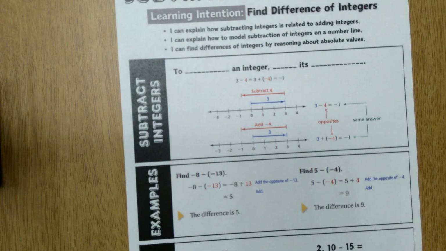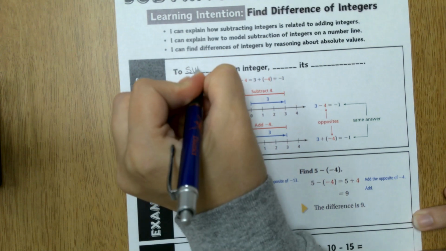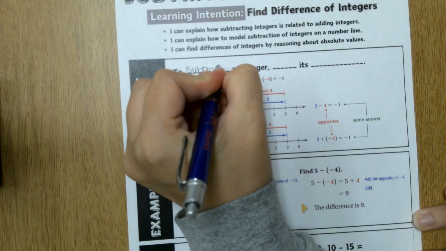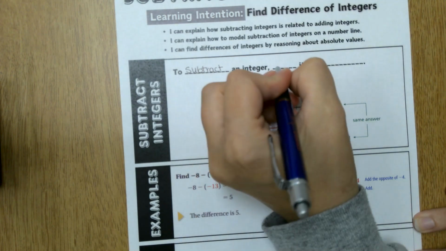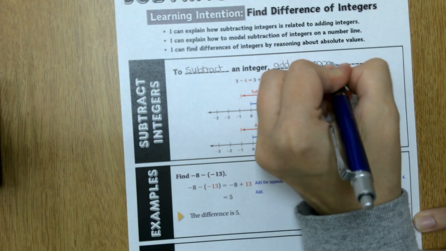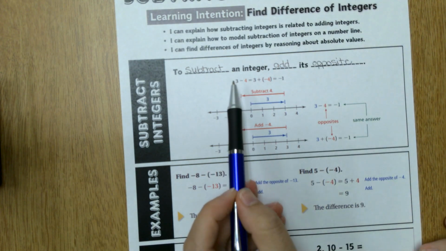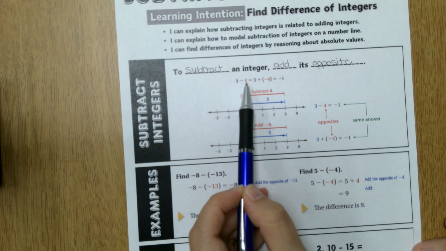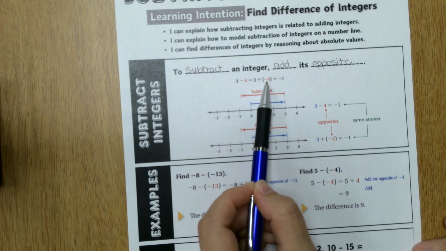Okay, so here's what we do with subtracting integers. To subtract, we're going to add this in here. So to subtract an integer, you have to add its opposite. Add its opposite. Here's what I mean. So if I have 3 minus 4, I can change it to 3 plus negative 4.